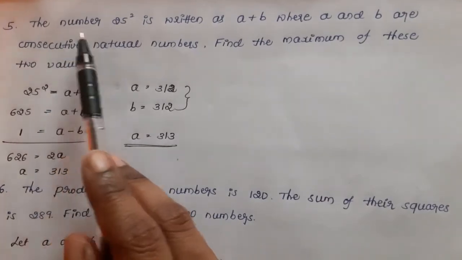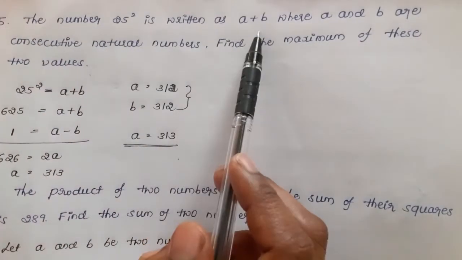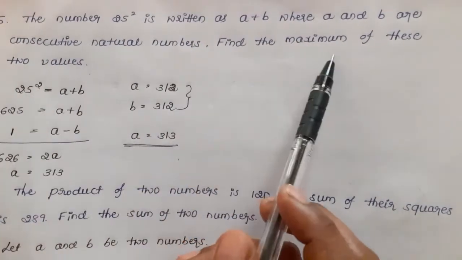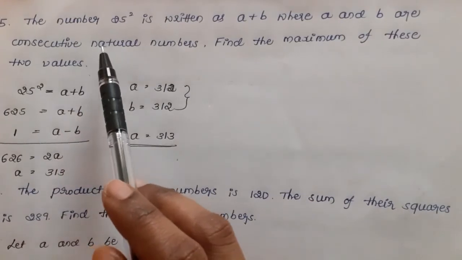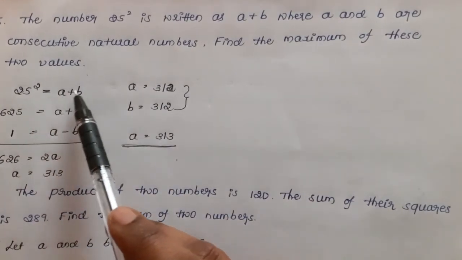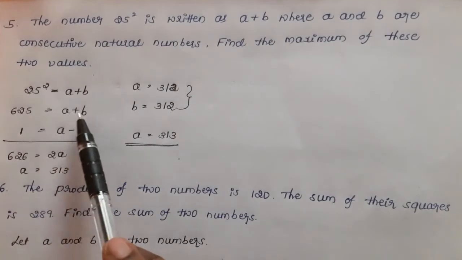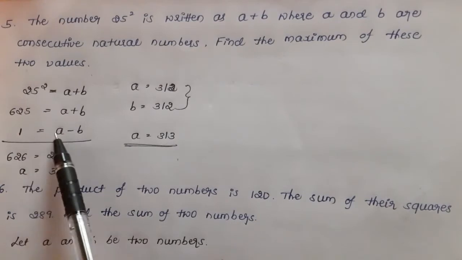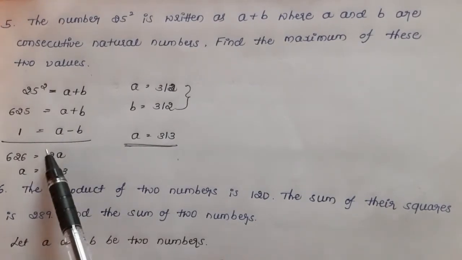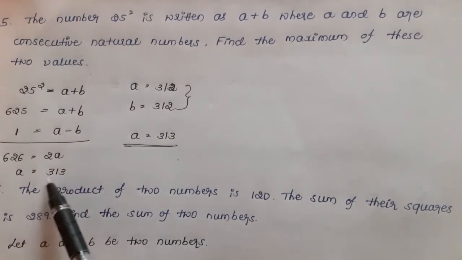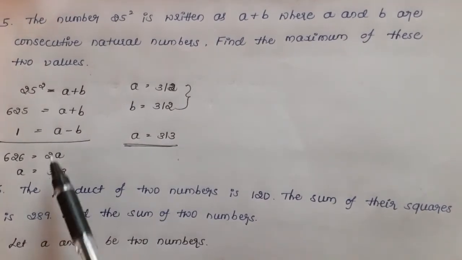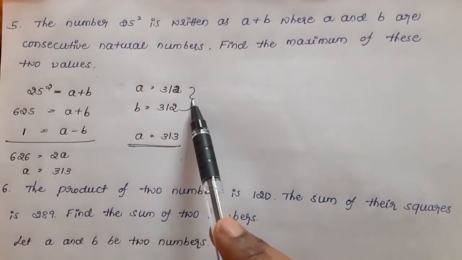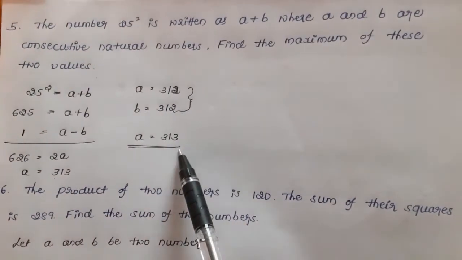Next one. The number 25 square is written as a plus b, where a and b are consecutive natural numbers. Find the maximum of these two values. So 25 square is written as a plus b, which is 625 equal to a plus b. A and b are consecutive natural numbers, so I have written 1 is equal to a minus b since their difference is 1. By solving these, we get a is equal to 313. Since a is 313 and the difference is 1, b is 312. So the maximum of these two is 313.